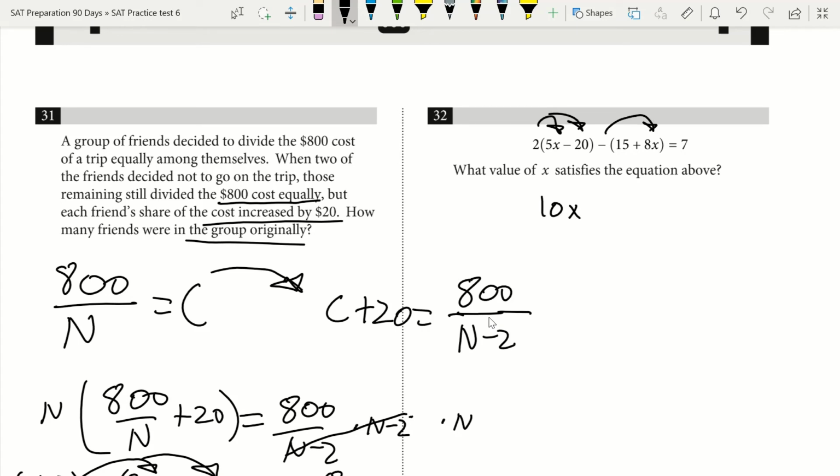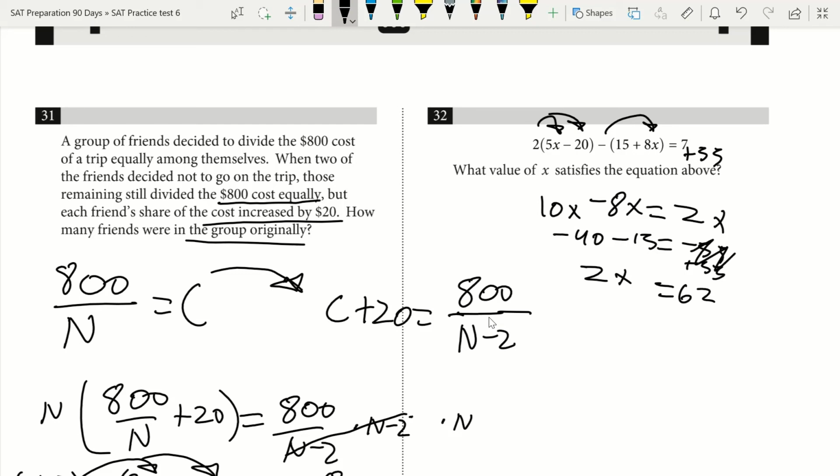I've got a minus 8x, so that's going to leave me with 2x. And then I have 2 times negative 20, that's going to give me negative 40. Negative 40 minus 15, that's going to give me negative 55. I'm going to have to add 55 to each side. Add 55 to 7, that's going to leave me with 62. So I've got 2x equals 62, dividing each side by 2 then.